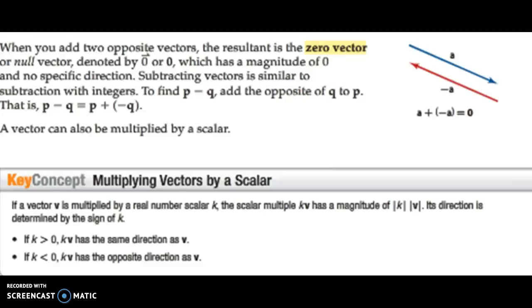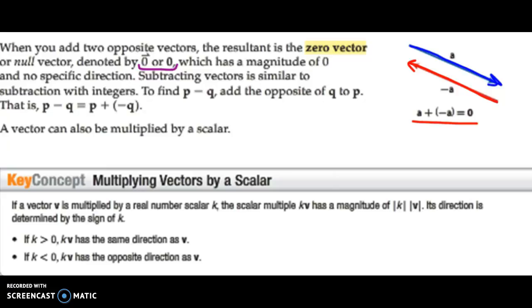Today we're going to be talking about the zero vector, also known as the null vector, denoted by 0 with a little arrow on it, or a bolded 0. It's essentially what you get when you add two vectors that are in opposite directions of each other. Here I have vector A, and my red one is negative A because it has the same magnitude, same length, but is in the opposite direction. So you'll see when I add them together, my resulting vector is the zero vector.